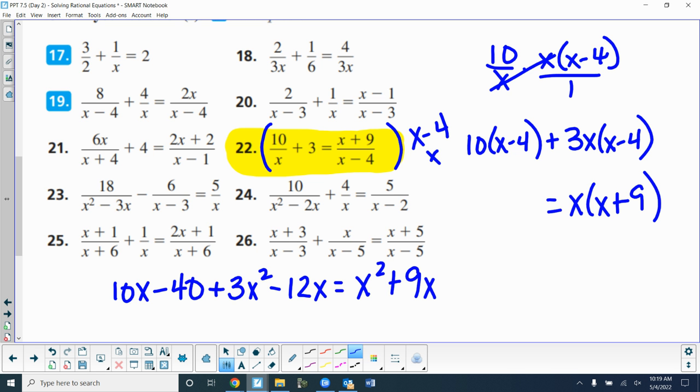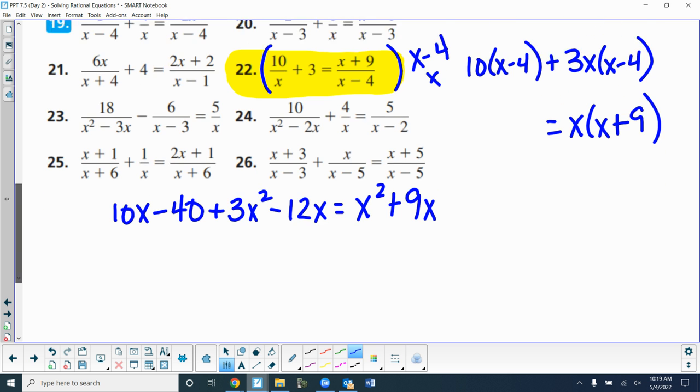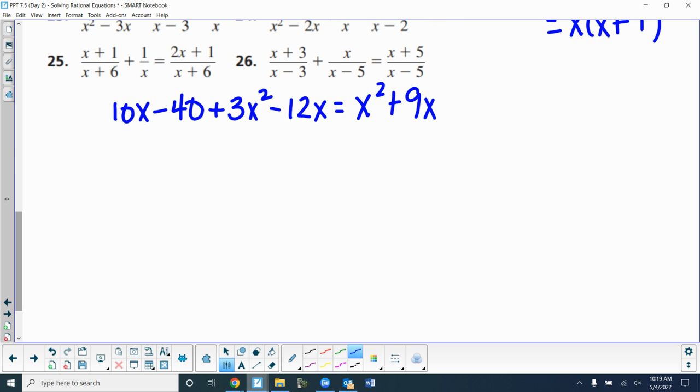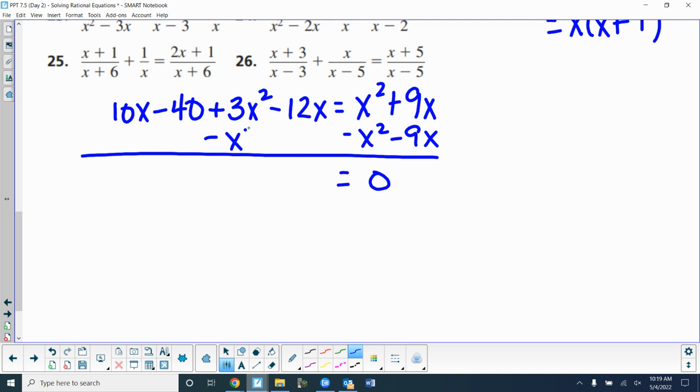Okay? That's nothing new for us. We've solved many quadratic equations. So I'm going to bring the x squared over and the 9x. So I got 0 over here. Okay? So what's 3x squared minus 1x squared? 2x squared, right? I got a 10x minus 12x is negative 2x minus 9x is negative 11x. And then I got a negative 40 and nothing else, right?